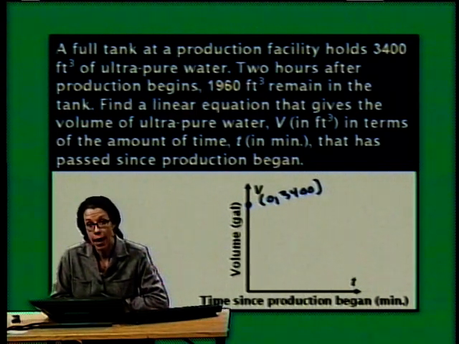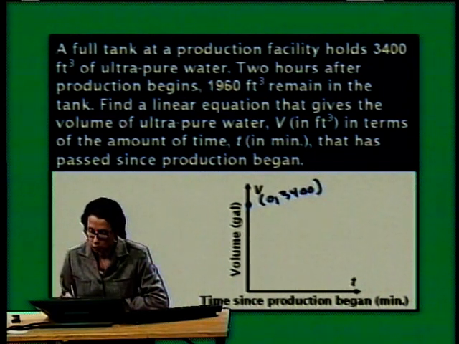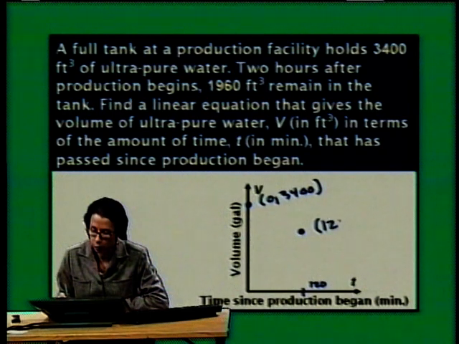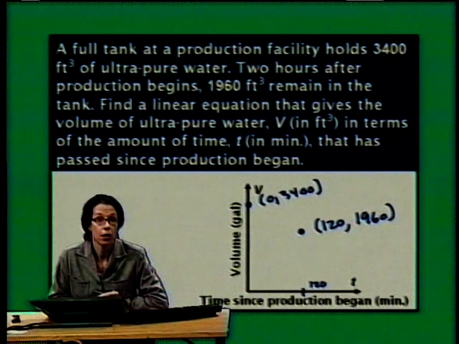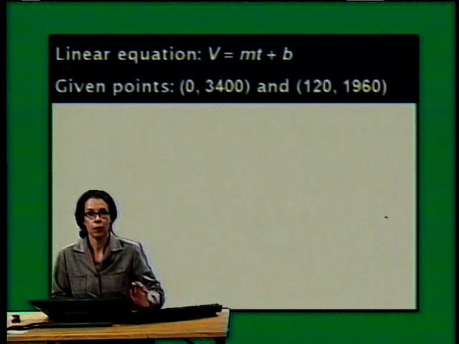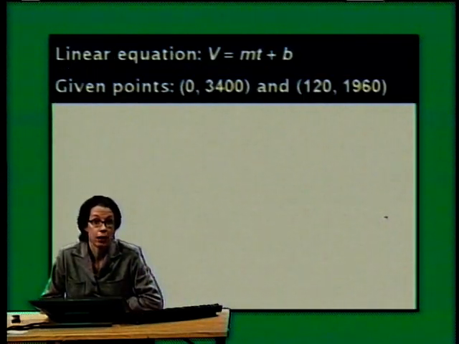But I'm being asked to find a model in terms of time in minutes. So 2 hours is going to be 120 minutes. So somewhere else, I'm going to have an ordered pair of the form (120, 1,960). So I have 2 ordered pairs. One of them is the vertical intercept, so I should be able to find the equation of the line which models this situation.